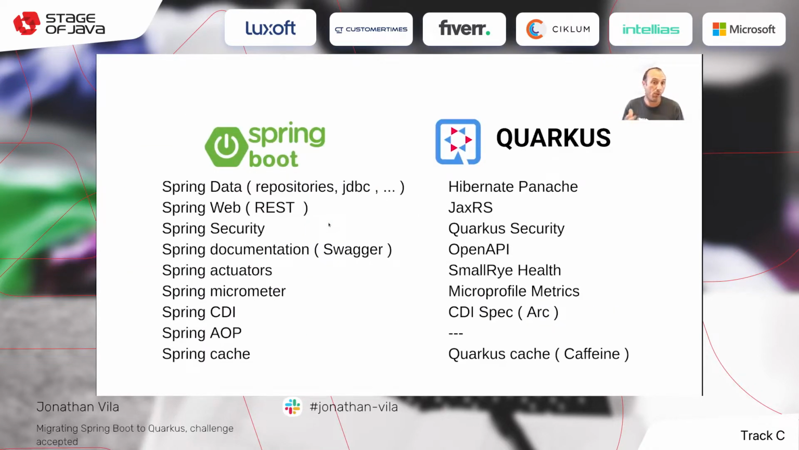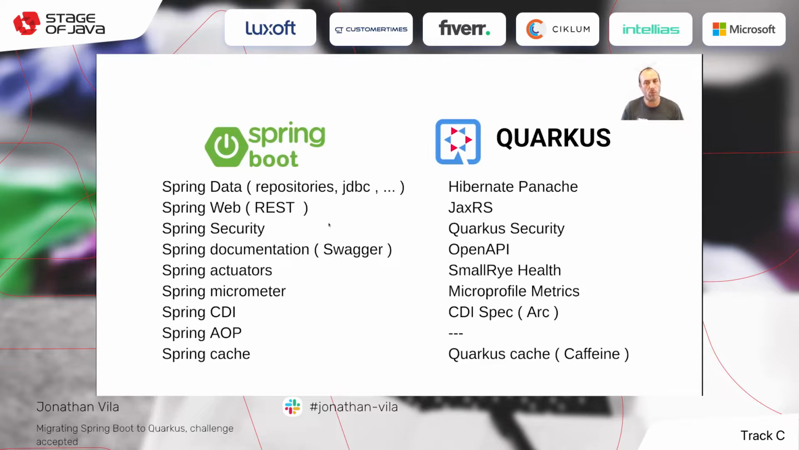The project that I took was the Spring Pet Clinic REST, just because it had all these libraries: Spring Data, Spring Web, security, documentation for the API, actuators, Micrometer, CDI, AOP, and cache. Basically, these are common libraries that you will find in several Spring Boot applications, so it can serve as an example, right? In Quarkus, those libraries need to be rewritten, transformed, or migrated.